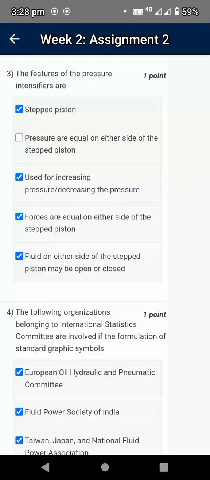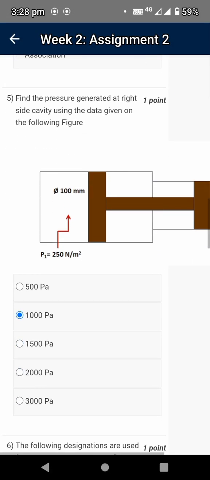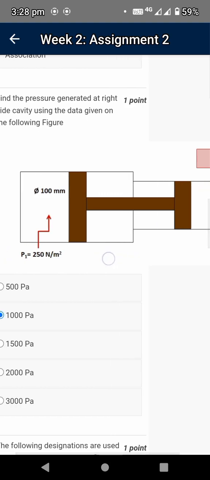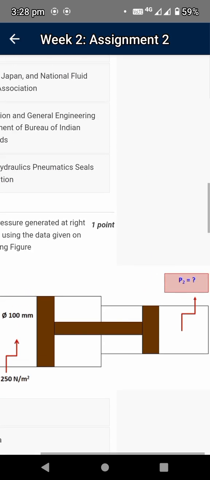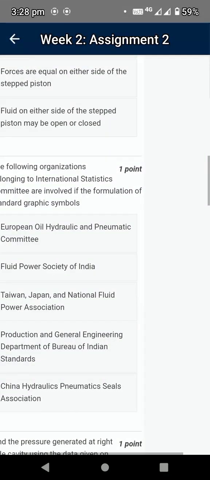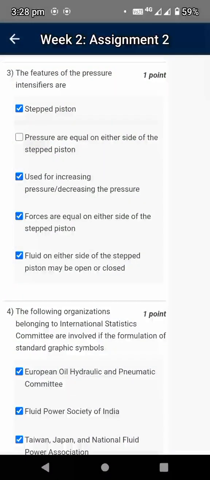Question number 3, pressure intensifier. We will see that in our upcoming classes, but before that, just look at the figure of a pressure intensifier. It consists of two different cylinders, which is called a stepped piston. So the first option is correct.